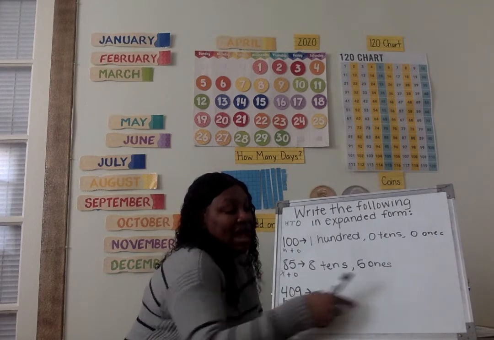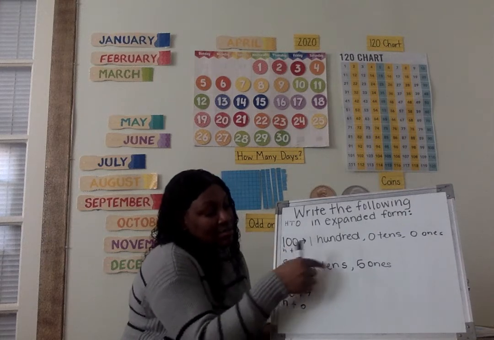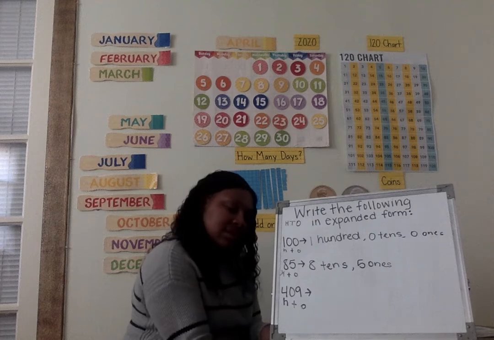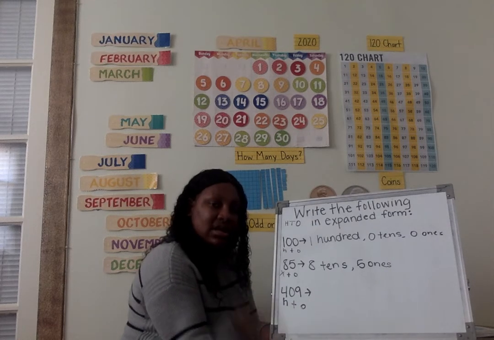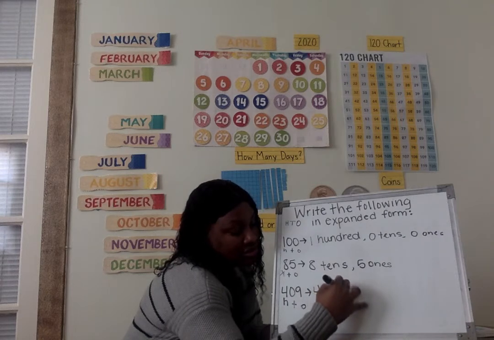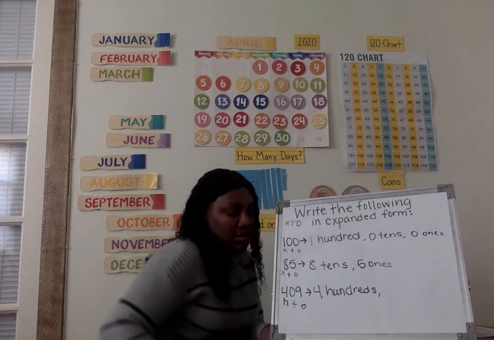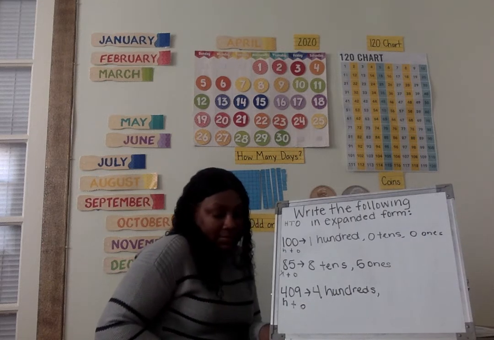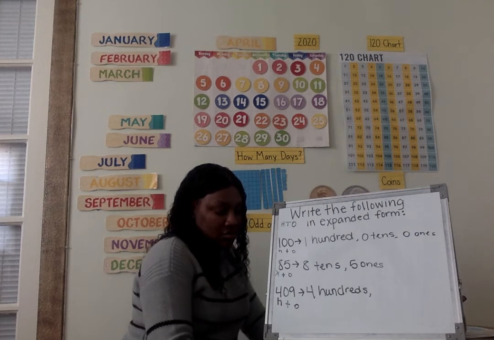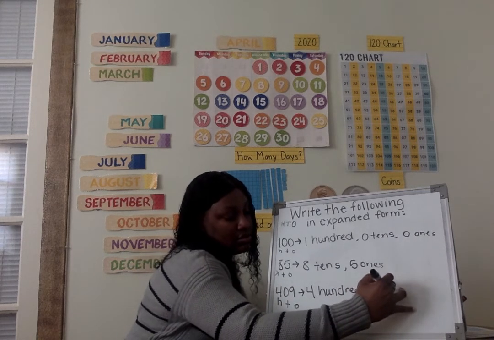Now I need to write the number out in expanded form. Expanded form has the number and words. Again, how many hundreds did we see in the number 409? That's right, 400. So I'm going to write that. 400. What's next? The tens place, you got it. How many tens do we have? That's right, we don't have any. 0 tens.